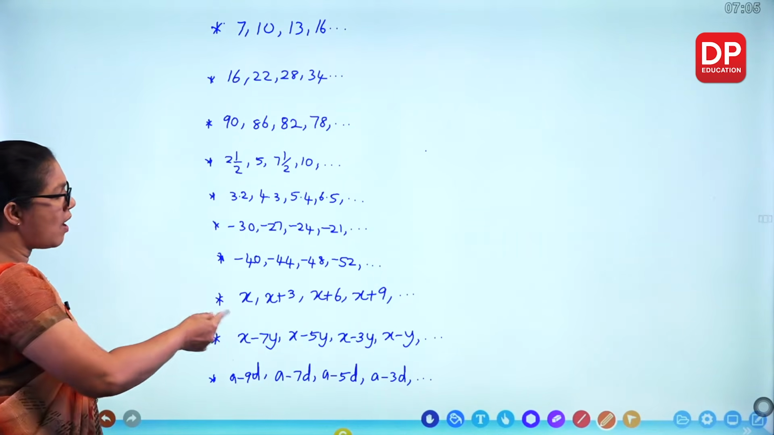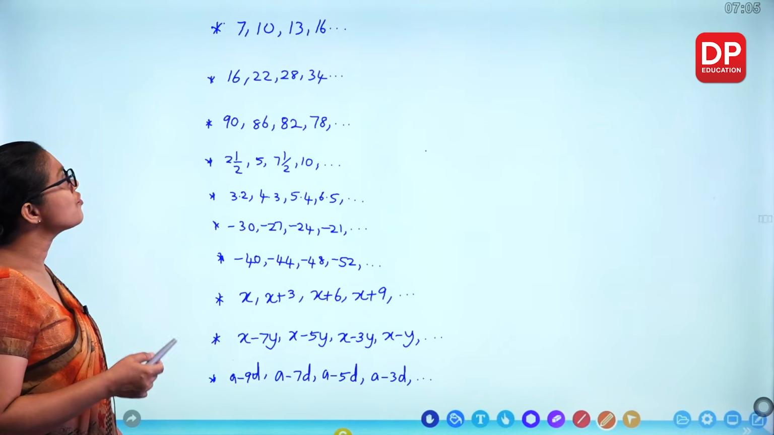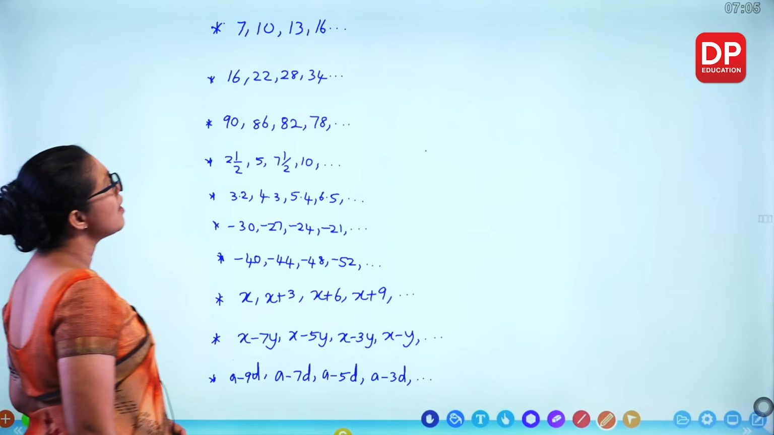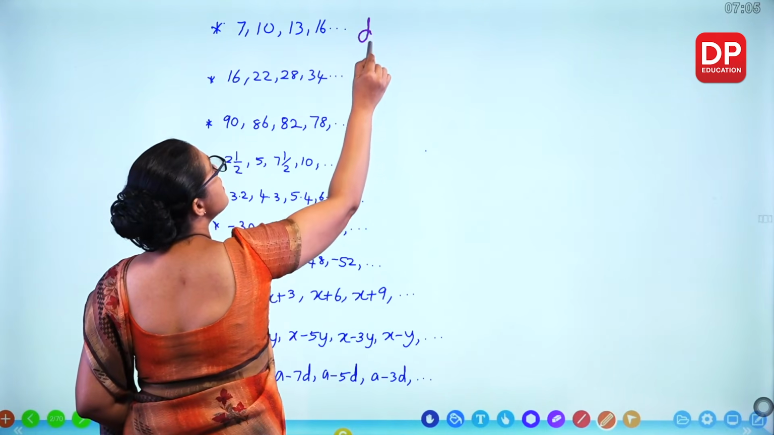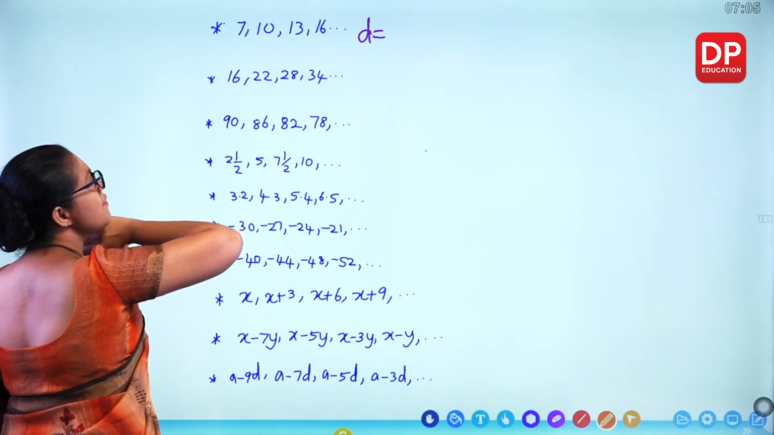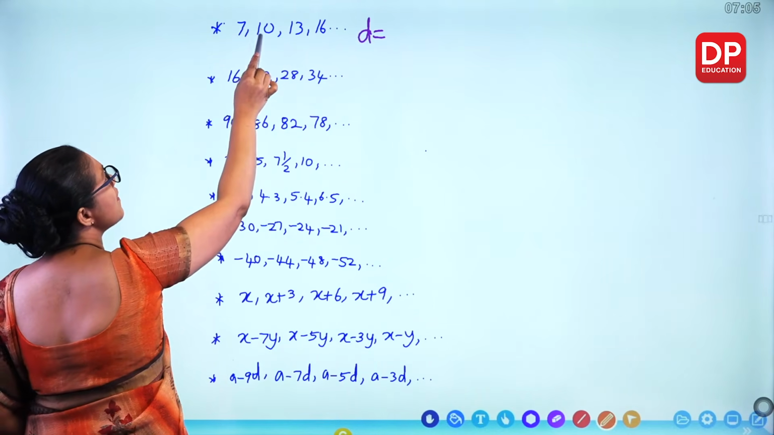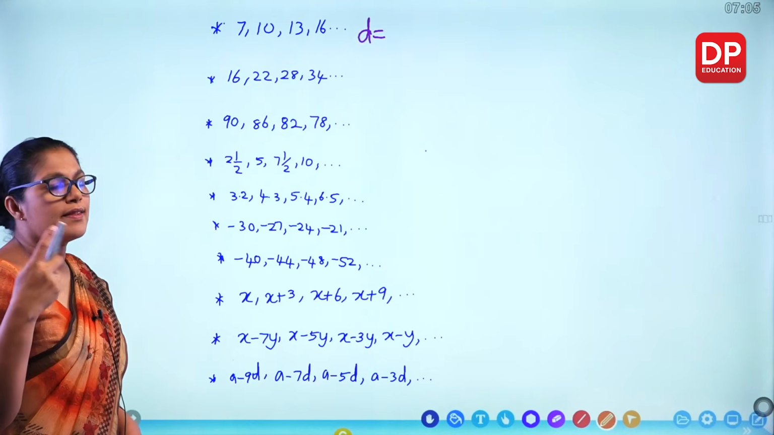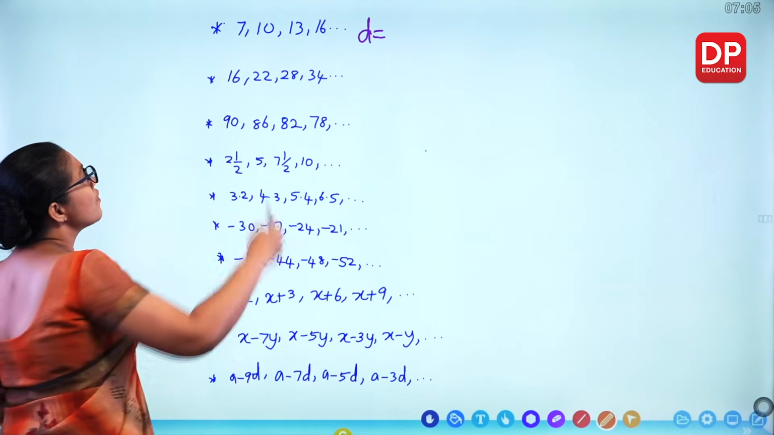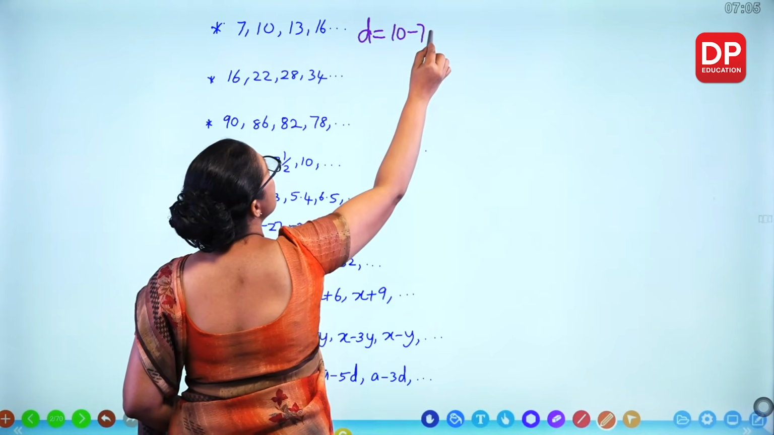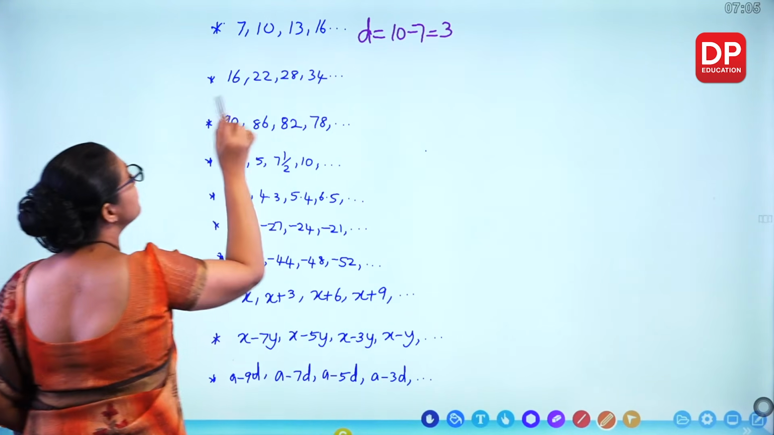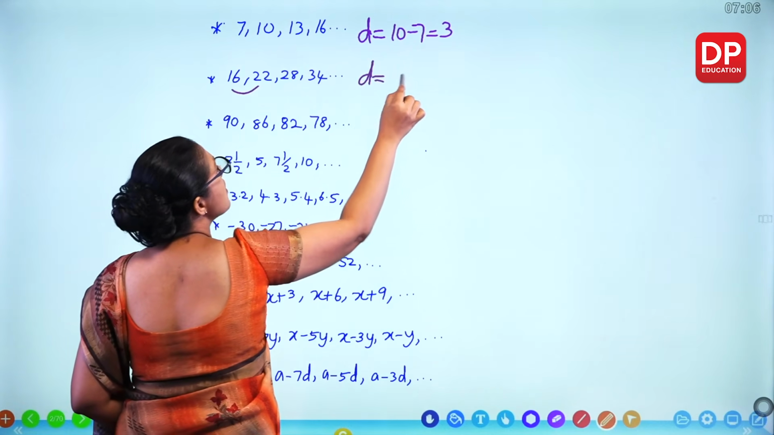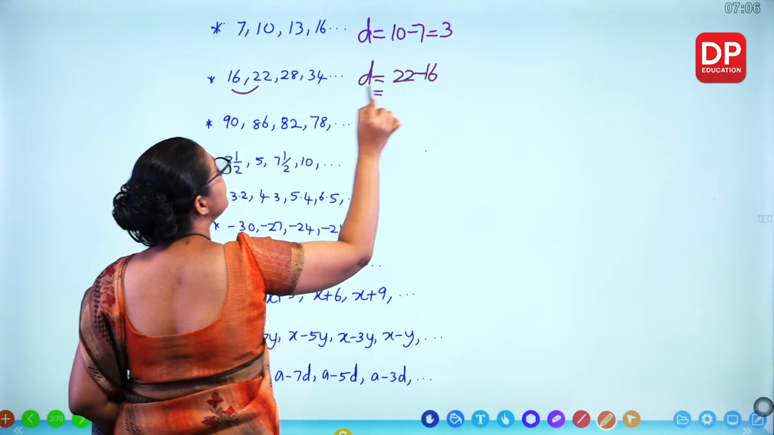You are given arithmetic progressions and asked to find the common difference. Look at the first one. How do you find the common difference? You can take any two consecutive terms and subtract. The common difference is the same for any consecutive terms. So I can take 10 minus 7, that's 3. Here, which one is easier? We can take the first one. D equals 22 minus 16. What's the answer?